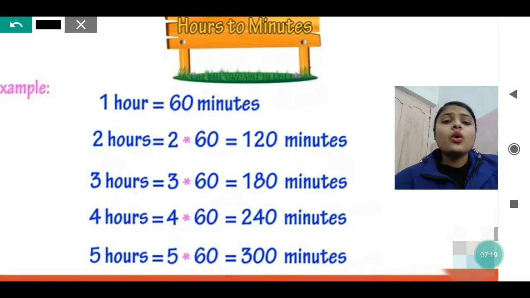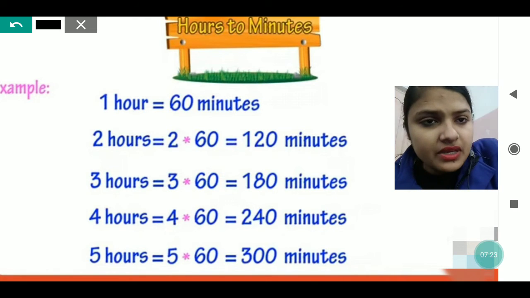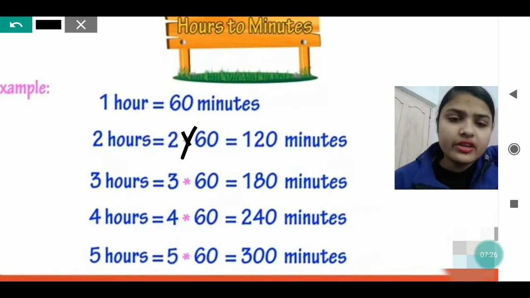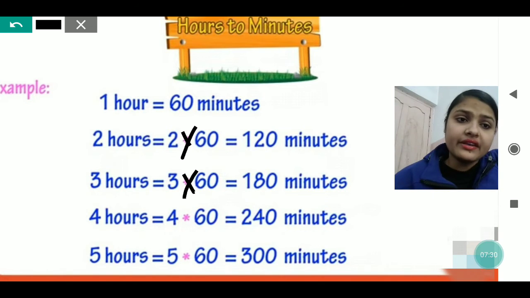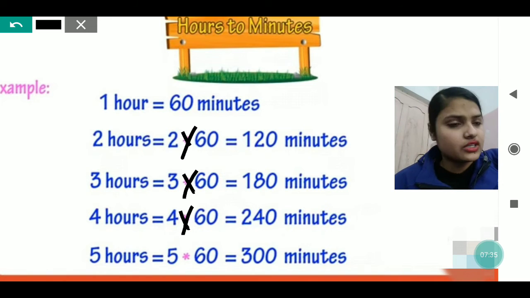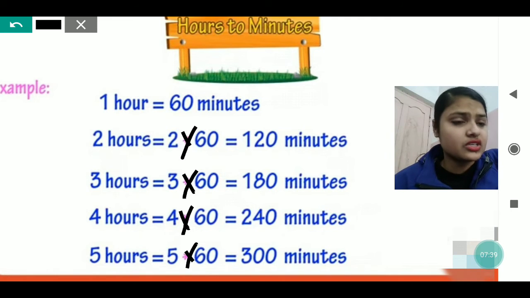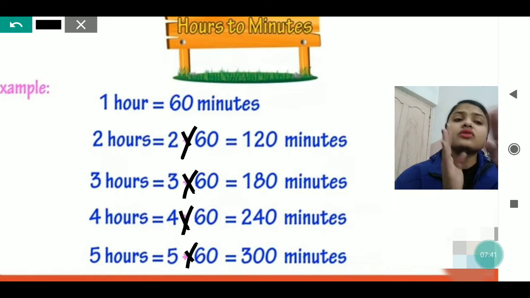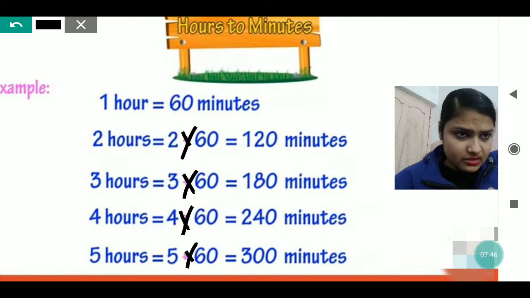See this question. 1 hour is equal to 60 minutes. Similarly, 2 hours will be multiplied by 60, you will get 120 minutes. In the same way, 3 hours multiplied by 60, you will get 180 minutes. 4 hours into 60, you will get 240 minutes. 5 hours into 60, you will get 300 minutes. And like this it carries on. Okay, and if some minutes are also given, then those minutes will be added to the minutes which you have converted.